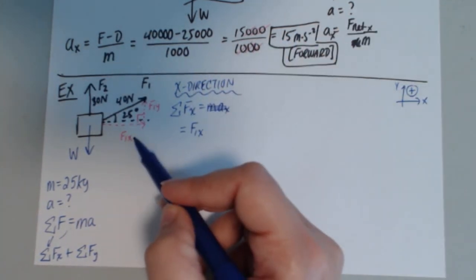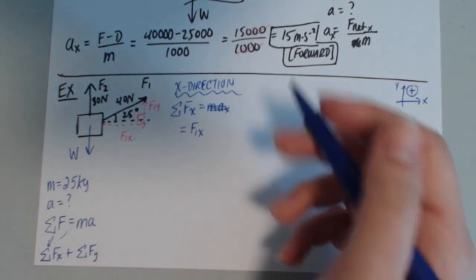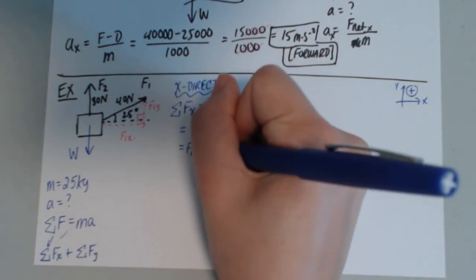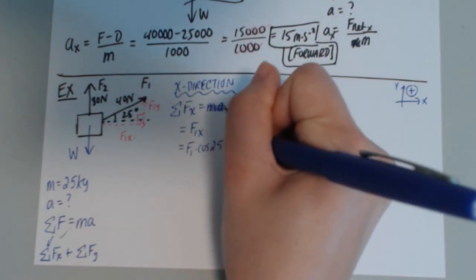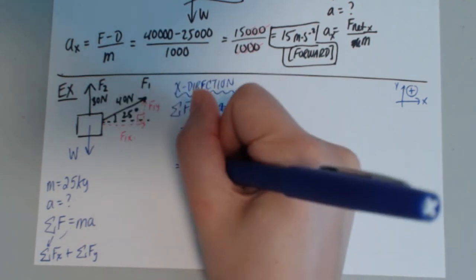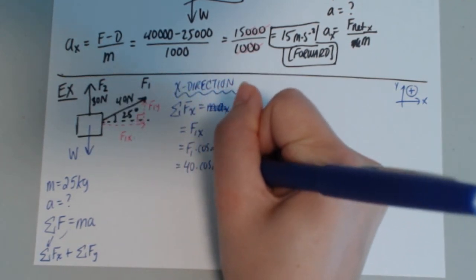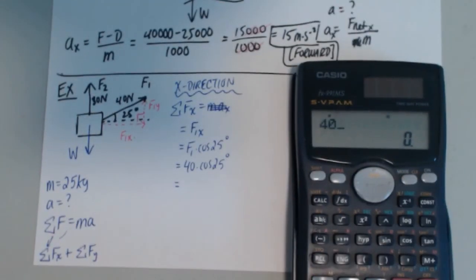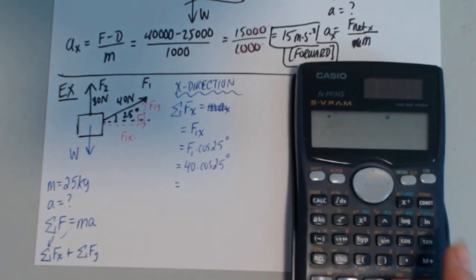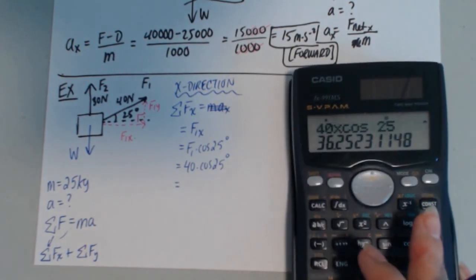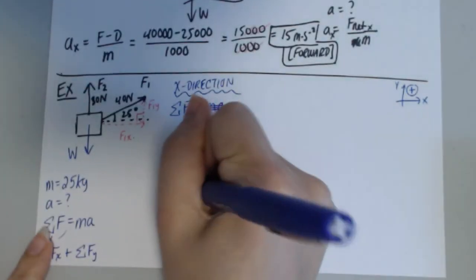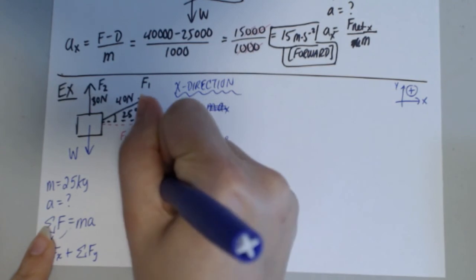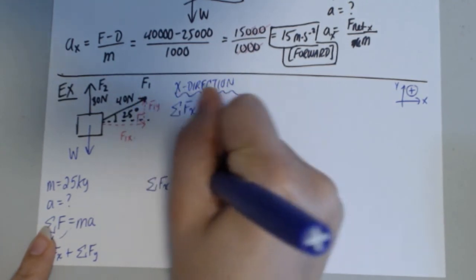F1x is F1 cosine of 25 degrees, and F1 is 40 newtons, so that's 40 cosine 25 degrees. So here we go, 40 times cosine 25, and we get 36.3 newtons. So that's sigma Fx.